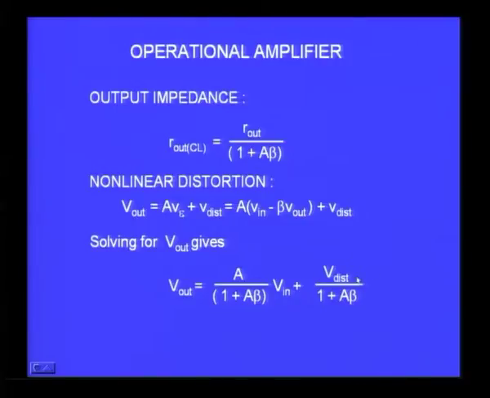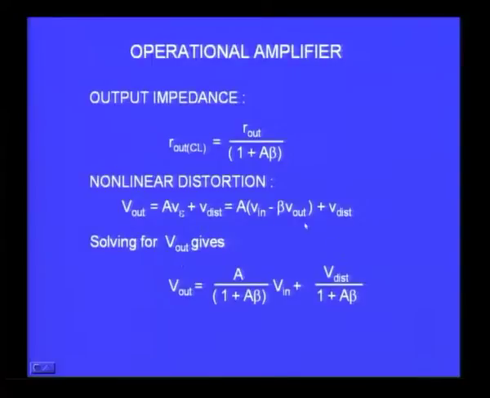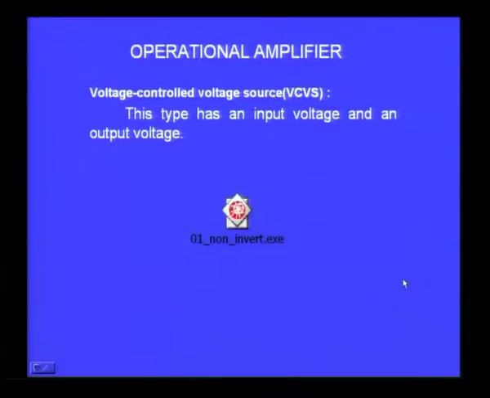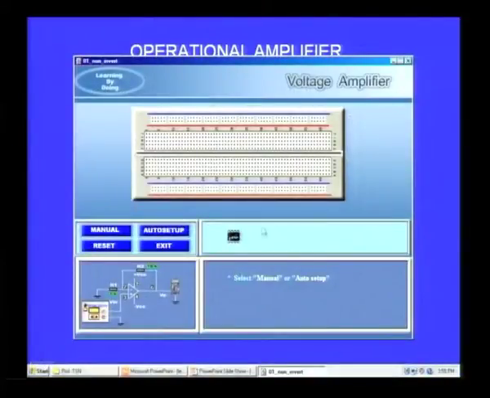That means it is a reduced distortion now, and the reduction factor is again 1 plus A beta, which is a number we already met. So, you find the effect of feedback is also to reduce the distortion. Right. Now, having seen that, let us try to look at a simple simulation of the circuit.